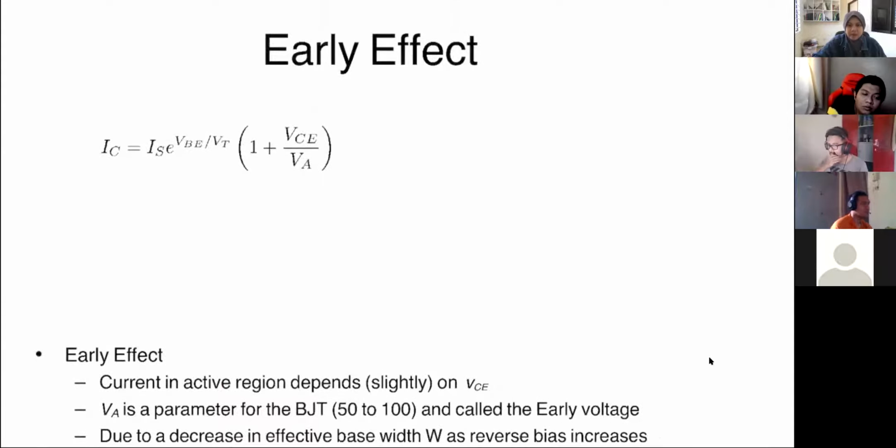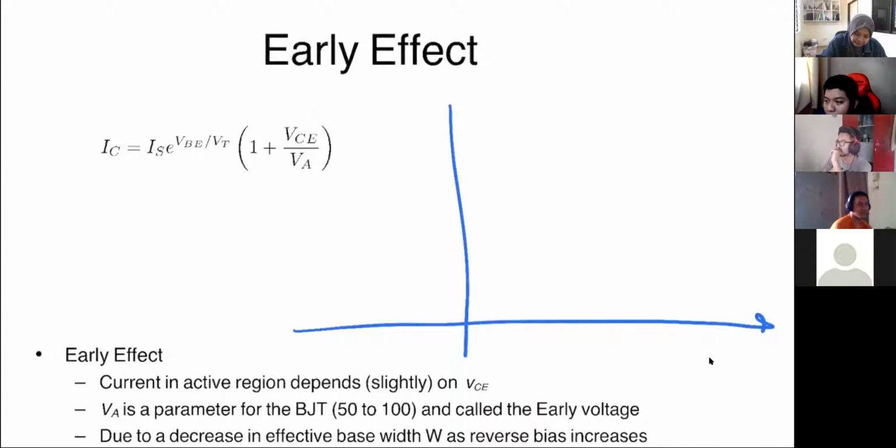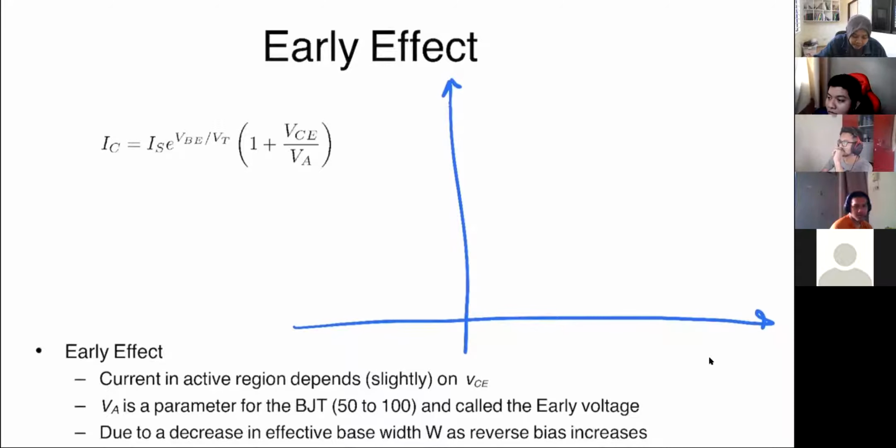Why is it not showing here? Okay, maybe it disappeared when I converted it. Okay, early effect, I need to draw this. Or you can open slide number 4 in the slides folder. Normally you will see the graph. This is the IC versus VCE curve.